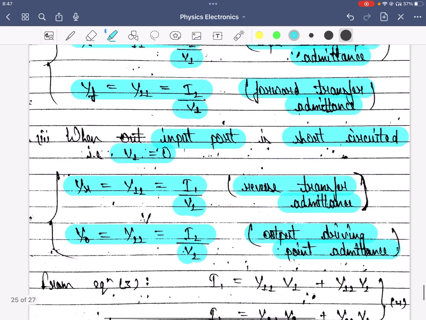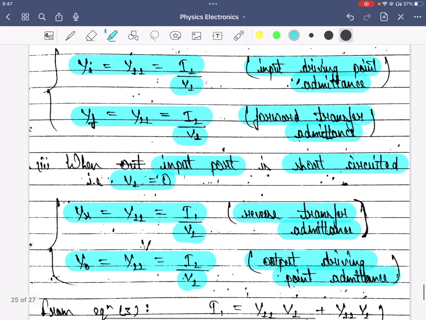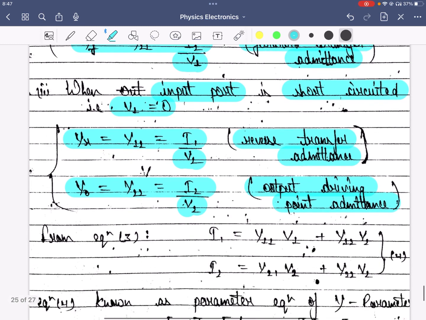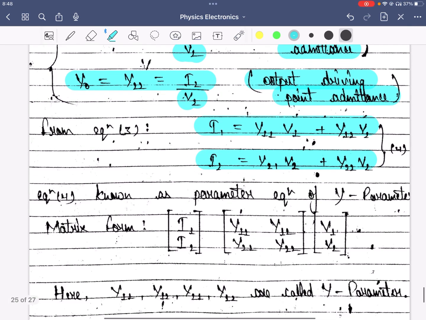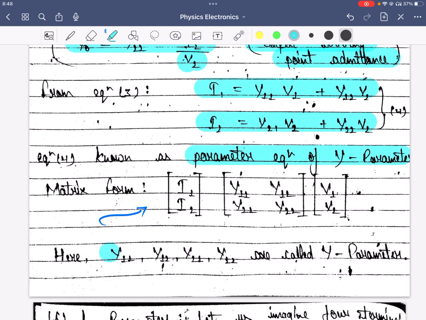Now we will replace Yi, Yr, Yf and Y0 by Y11, Y12, Y21 and Y22. We get equation 4 and it is known as the parameter equation of Y parameter. In matrix form it is represented as here y11, y12, y21 and y22 are called the y parameter.